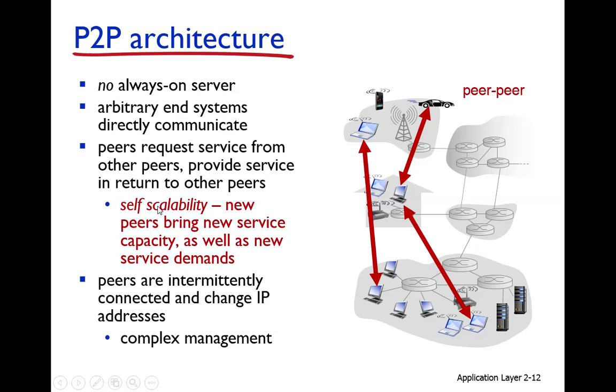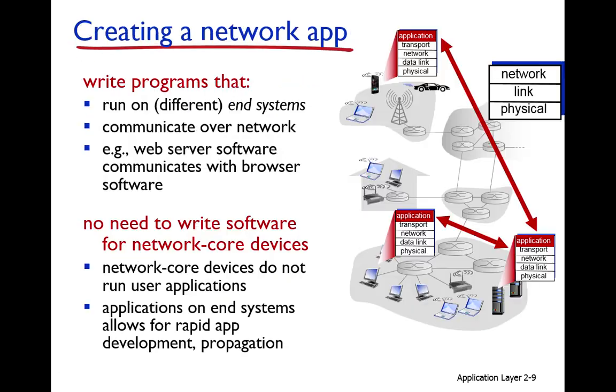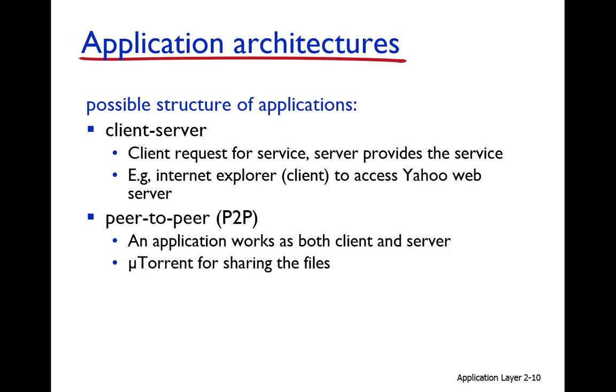So we have discussed the application architecture. Application architecture means how internet applications communicate with each other. There are two types: one is called client-server, and one is called peer-to-peer. In client-server, one application is always requesting a service, and another application is providing it. In peer-to-peer, an application is requesting service from others, as well as providing service to others.